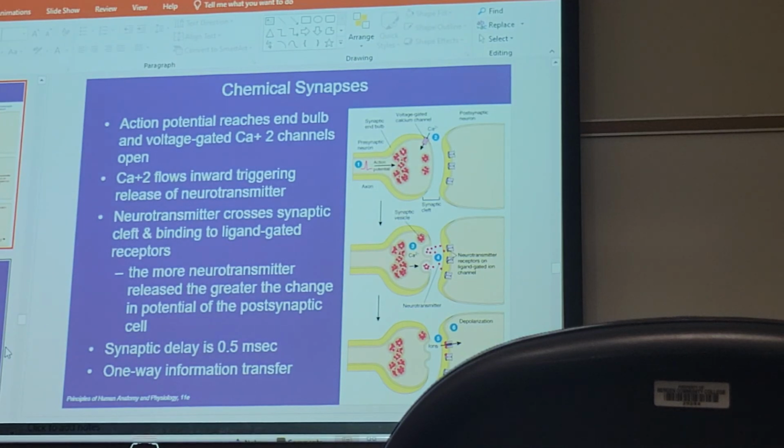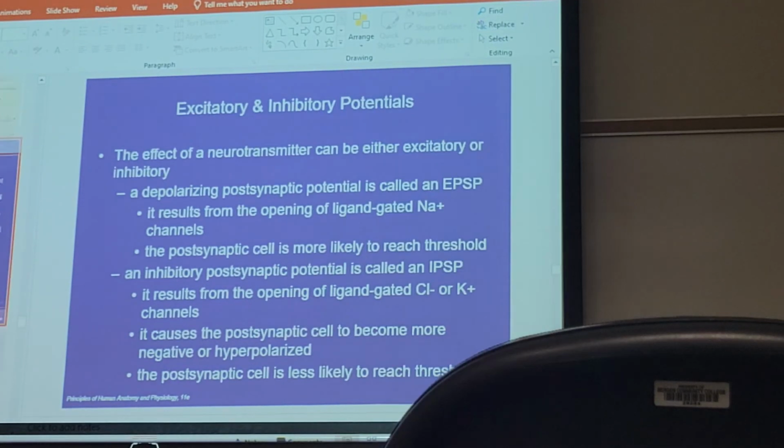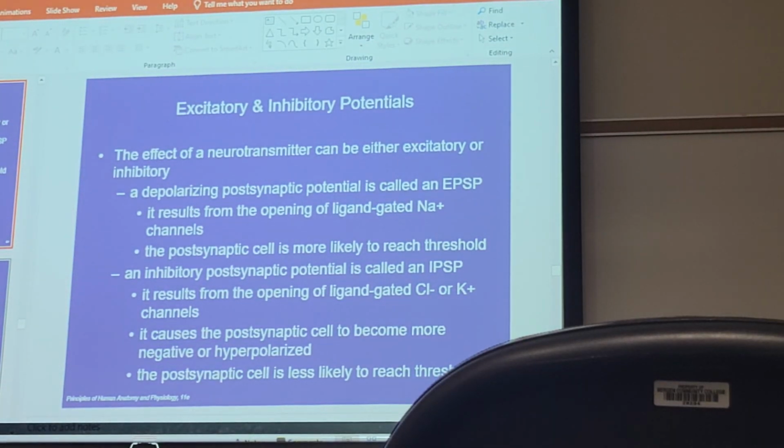And like I said, synapses are one-directional, because the postsynaptic membrane has the receptors and the presynaptic membrane is what releases the neurotransmitters. We do have inhibitory and excitatory potentials. A lot of times it depends on whether it's exciting or inhibiting the response. So you'll see EPSP at times, which is excitatory, and IPSP, meaning inhibitory.